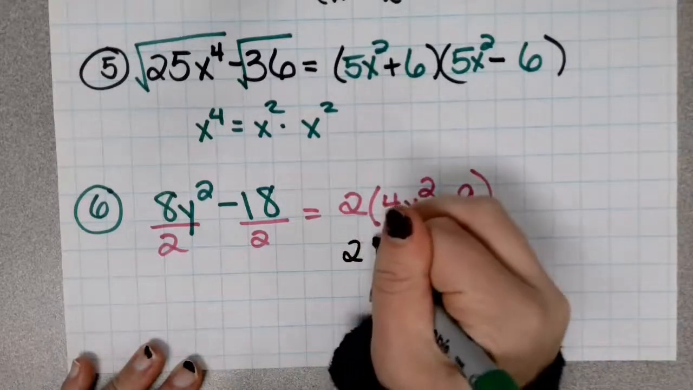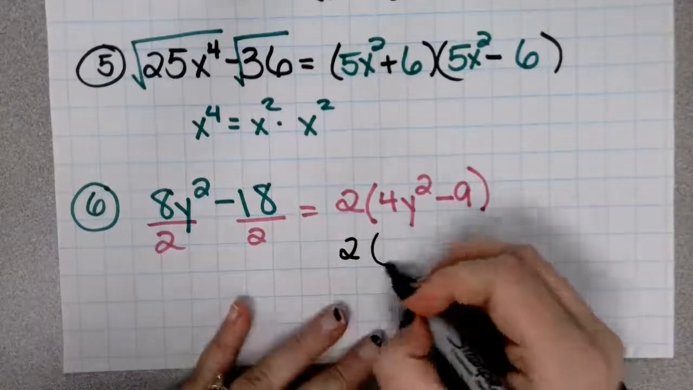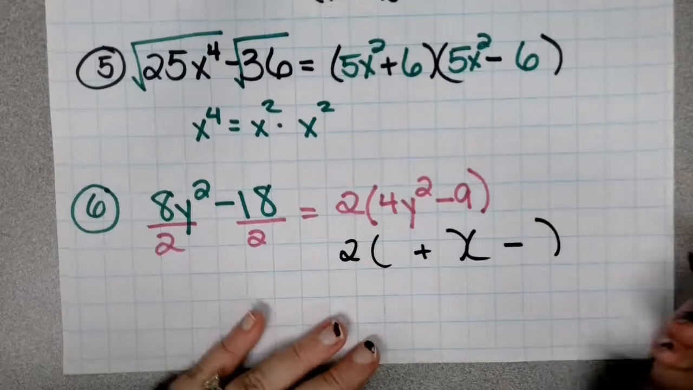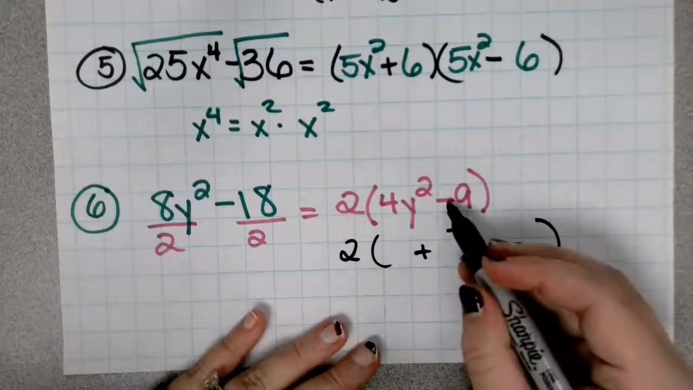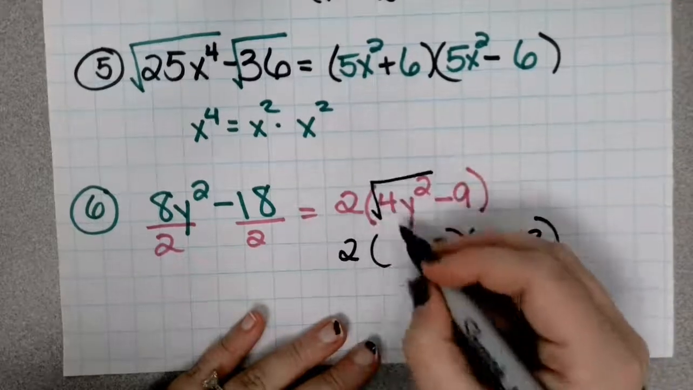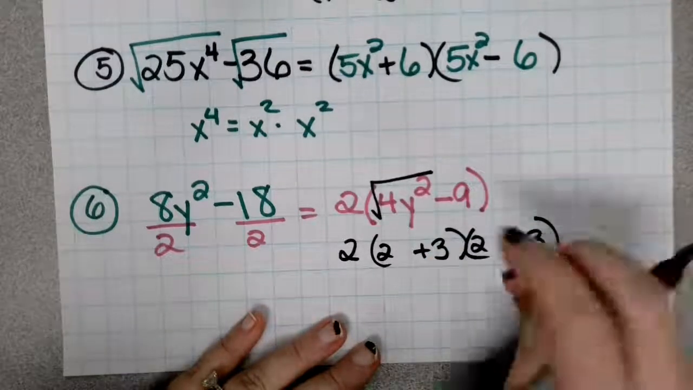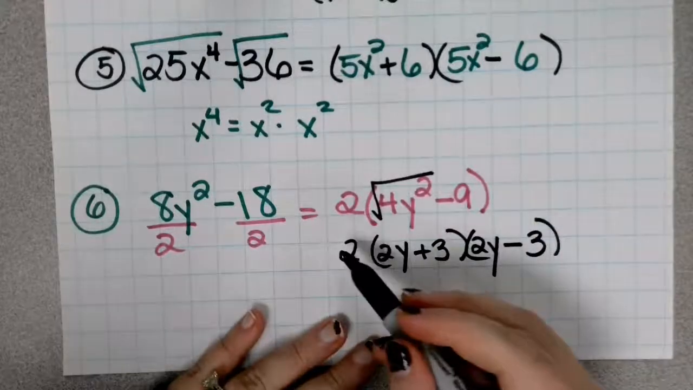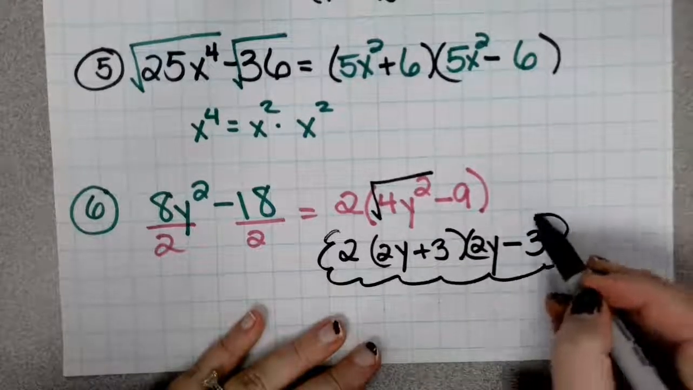So I bring down my 2. I can set this up for its difference of squares. Square root of 9 is 3. Square root of 4 is 2. And square root of y squared is just y. So this is my factored form.